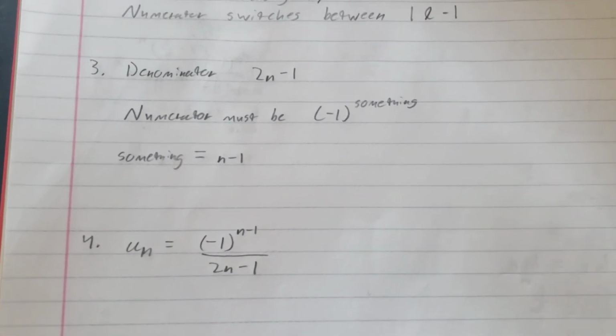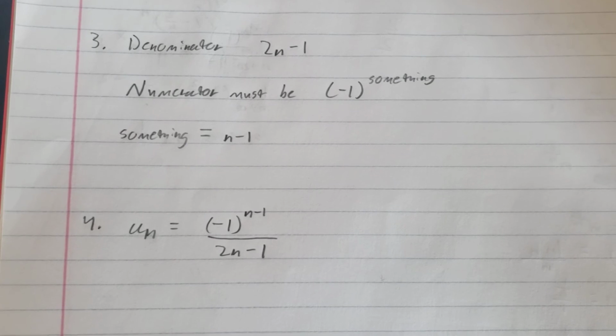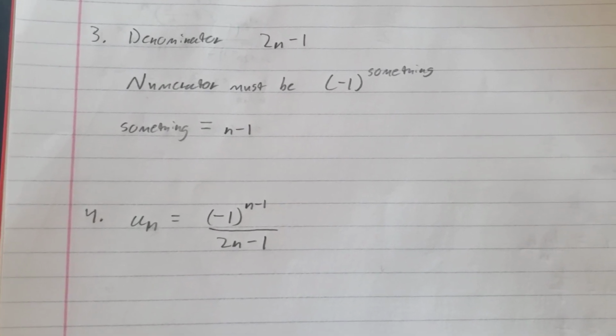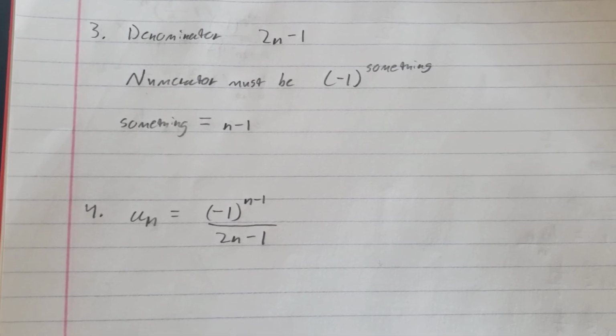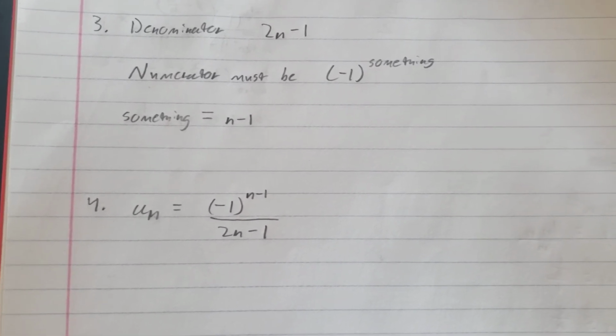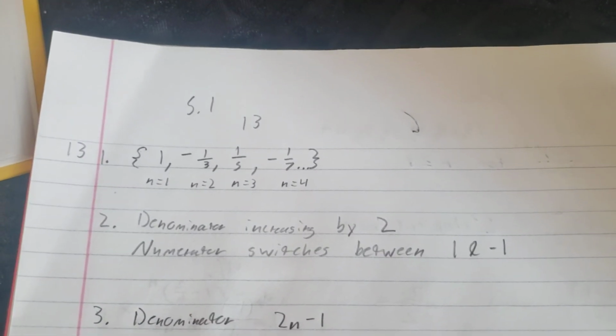If you plug in 1, you get negative 1 to the 1 minus 1 over 2 minus 1. That simplifies to negative 1 to the 0th power over 1. And as we all know, anything to the 0th power is 1. So it becomes 1 over 1, or just 1.